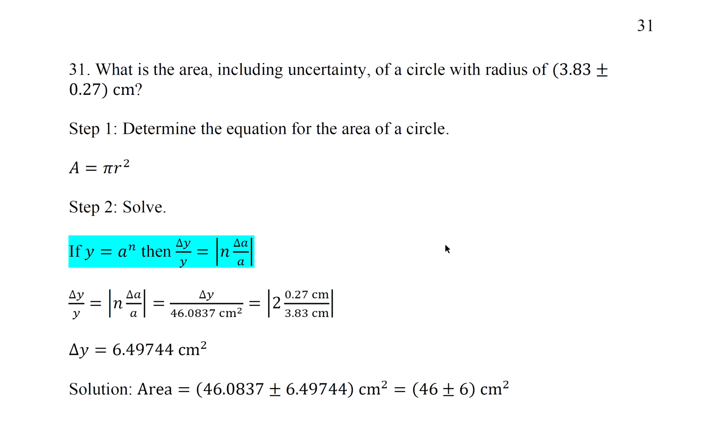Question 31. What's the area including uncertainty of a circle with radius 3.83 plus or minus 0.27 centimeters? The equation for the area of a circle is pi r squared. Since it has an exponent, let's use this equation highlighted in blue. And then let's solve for y, which is pi r squared, which is pi times 3.83 squared. Then let's solve for delta y.